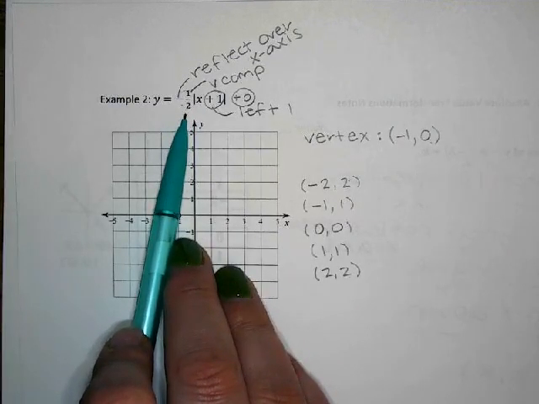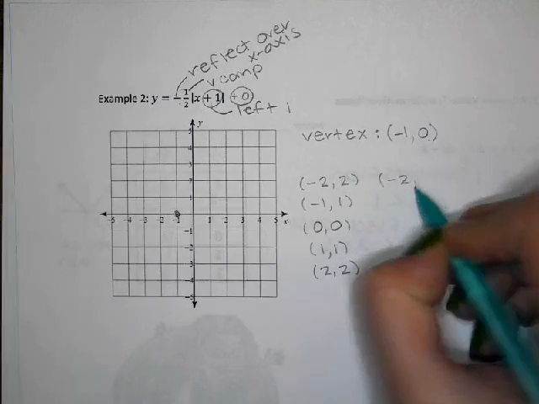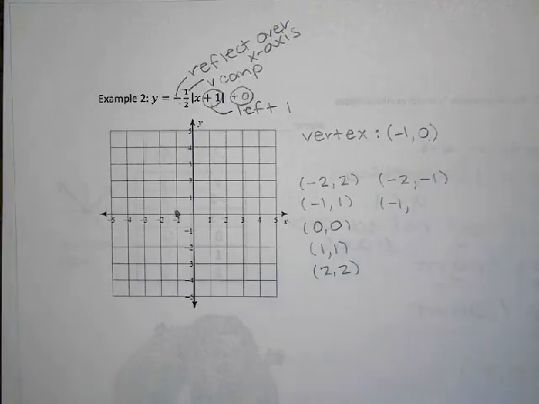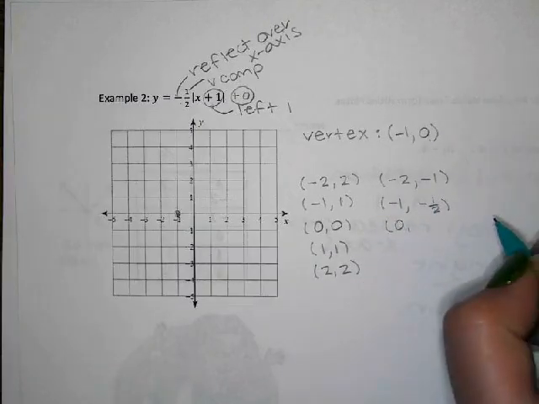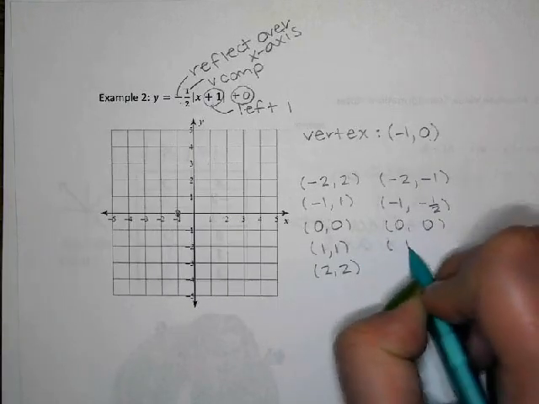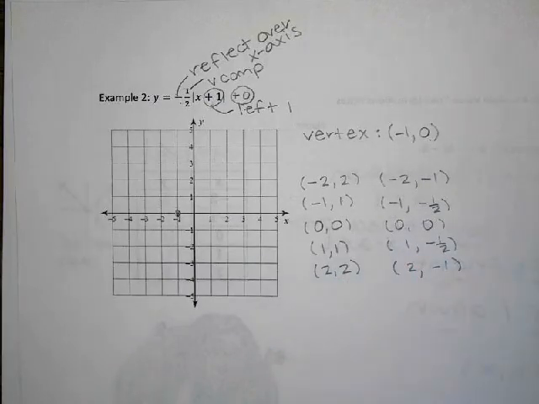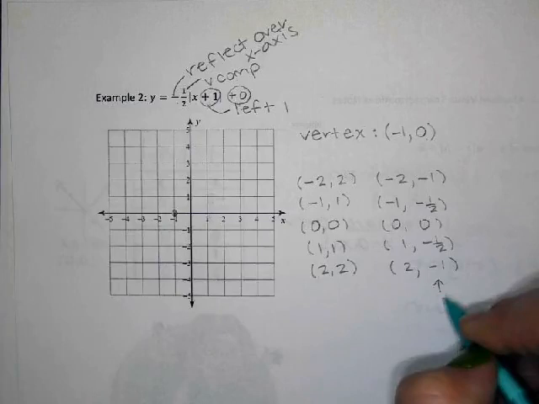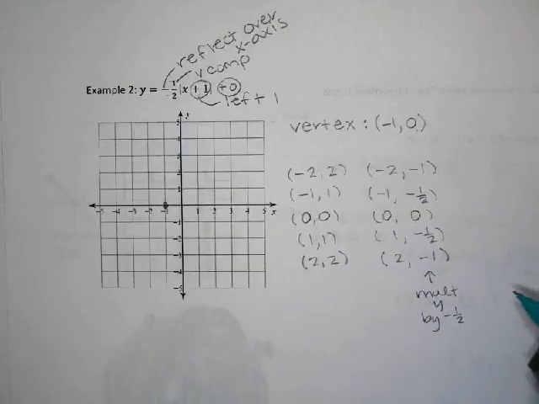So 2 times -1/2 is what? -1. 1 times -1/2 is -1/2. 0 times -1/2, 0. Okay, and then we just have 1 times -1/2 again, and 2 times -1/2 again. Okay. So we only did one procedure. We just multiplied y by -1/2, but that took care of two transformations at the same time. It did the reflect over x, and it did the compression.